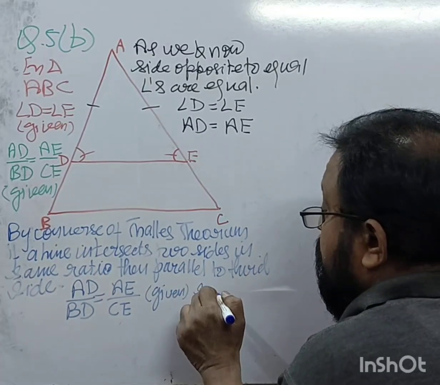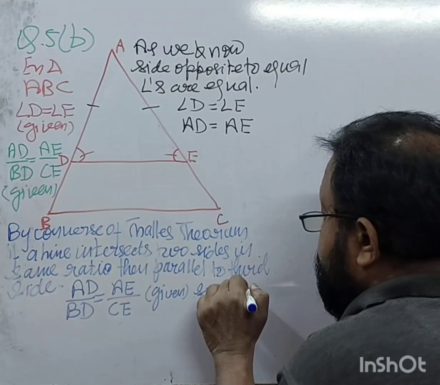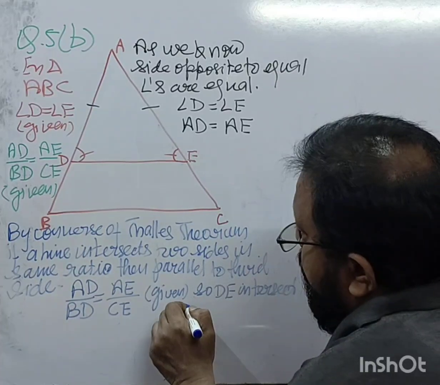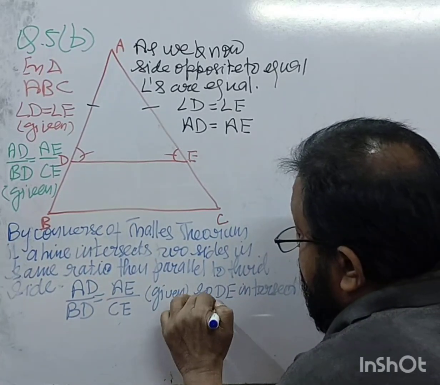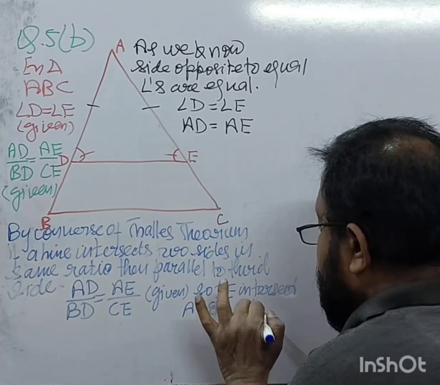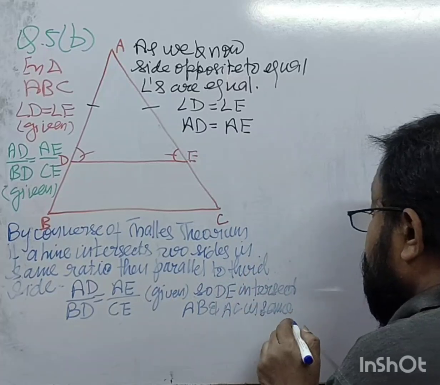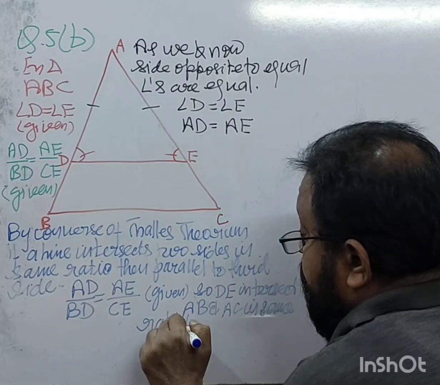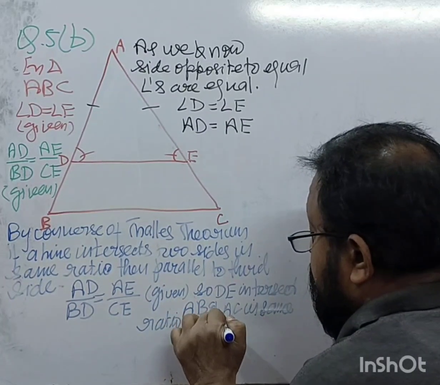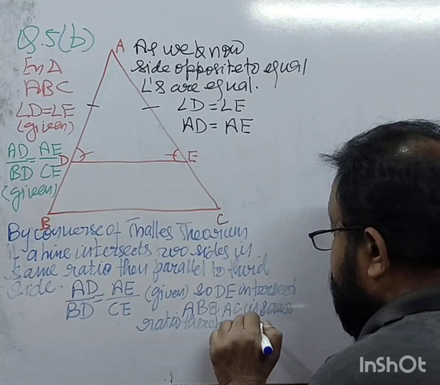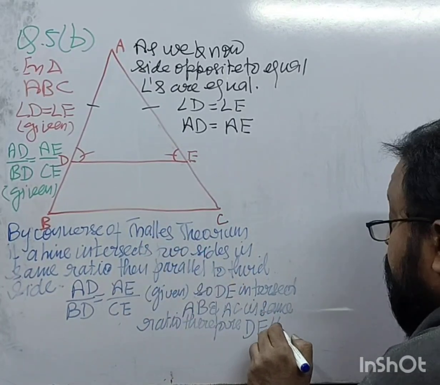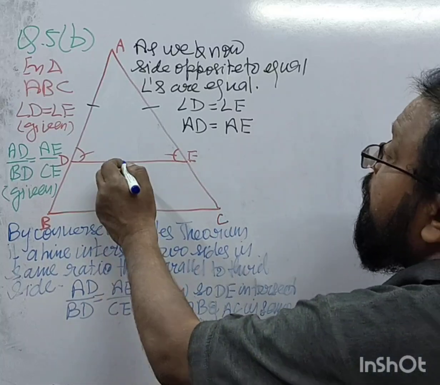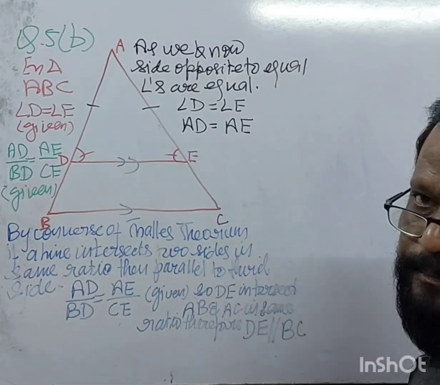So DE intersects AB and AC in the same ratio. Therefore, DE is parallel to BC, right?